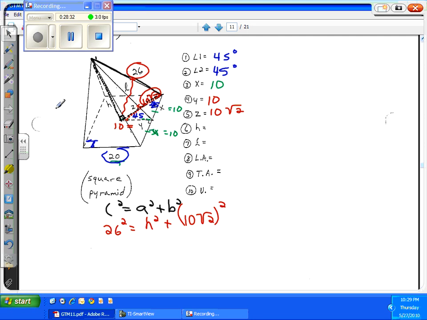squared. So we're going to do the 26 squared, which is 676, is equal to the height of the pyramid squared plus. Now we're going to distribute that. 10 squared is 100. The square root of 2 squared, the square cancels the square root, and we get the plain 2. And we have 100 times 2 is 200. Now you may want to study on that a little bit. Okay?